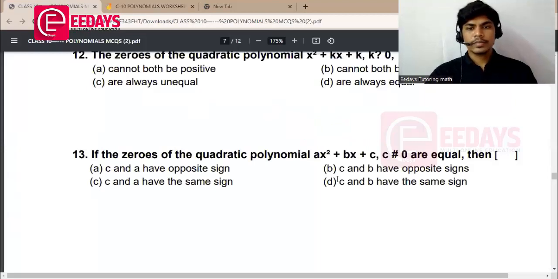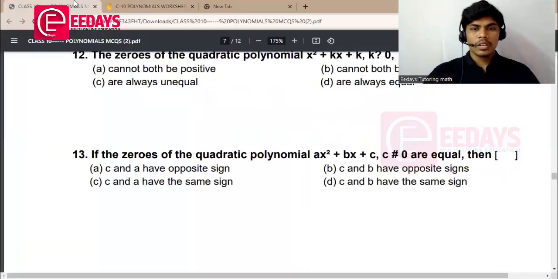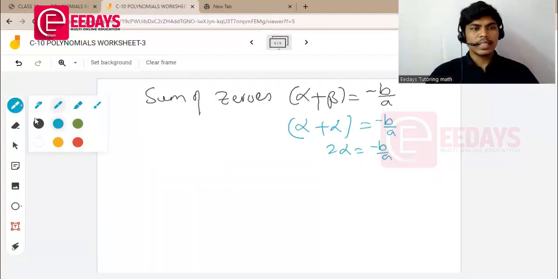What do they ask you to find? Both are equal, they said. That's why we are getting like this. C and B have both signs. If both are equal, so we get like this. C and B have opposite sign. C and B have same sign. Observe here, nothing is changed.